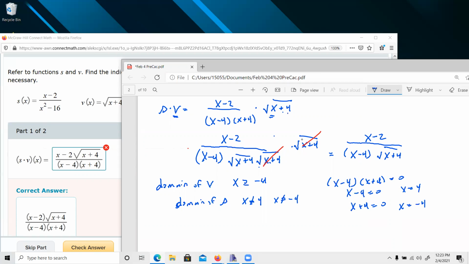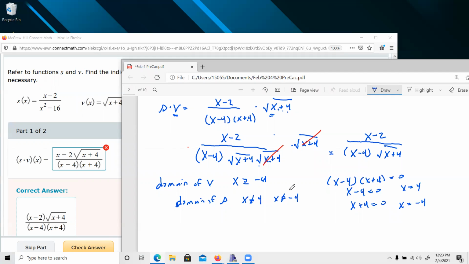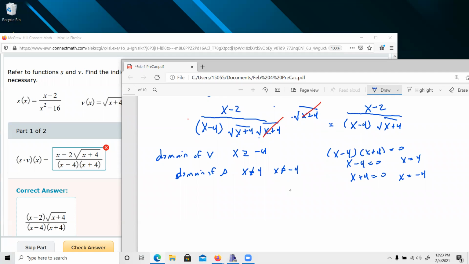When I go through and multiply them together, I've got to take the most restrictive case out of all of the parts, and if something happened here, I've got to take a restrictive case here as well. So for this one, X has to be greater than or equal to -4, but if X happens to be -4, this isn't going to work. So X has to be strictly greater than -4 for this to happen. But also, X cannot be 4.